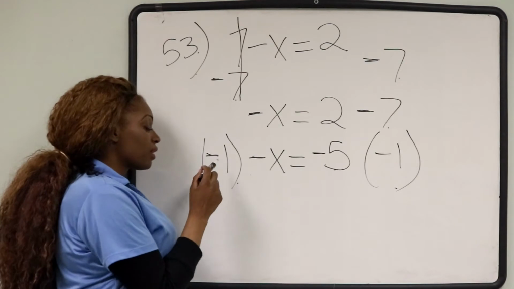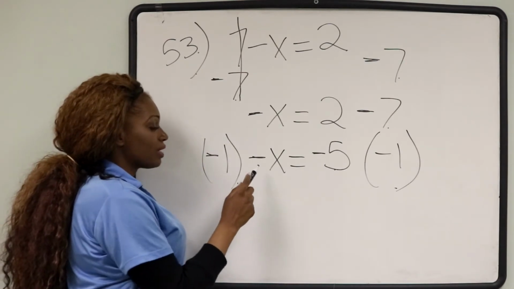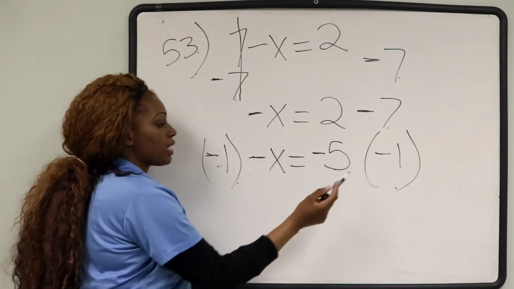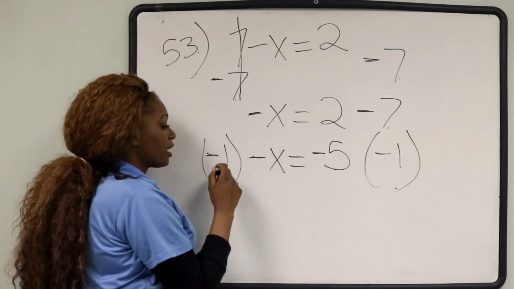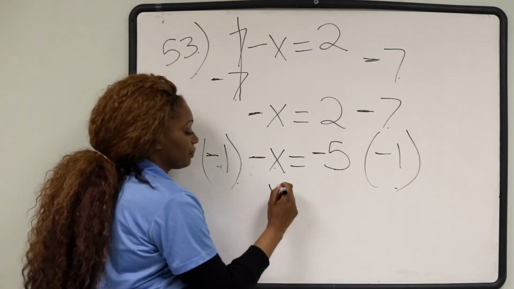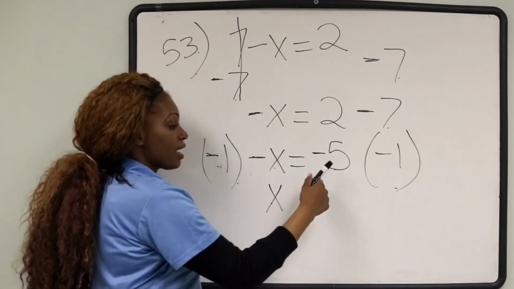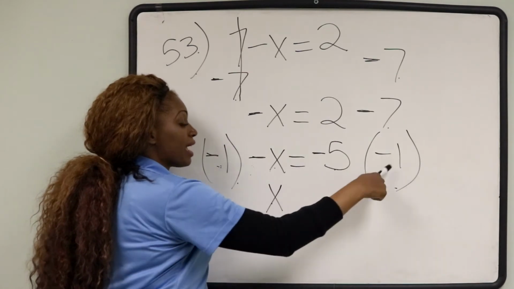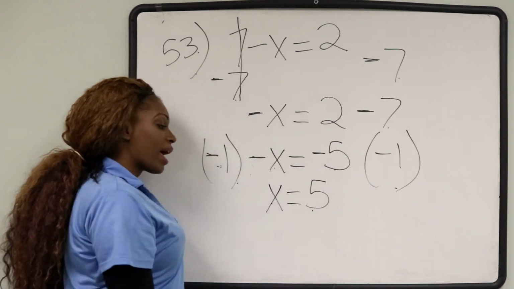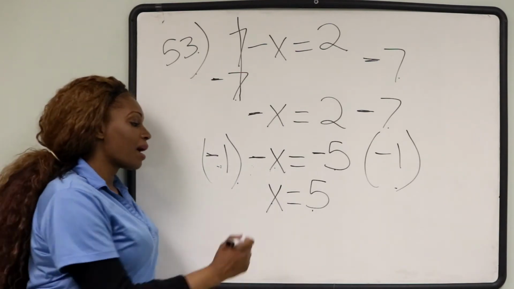And so in order to get rid of the negative in front of the x variable, we're going to multiply by negative 1 on both sides. So a negative 1 times a negative x is going to give us positive x. A negative 5 times a negative 1 is going to give us a positive 5. So x equals positive 5.